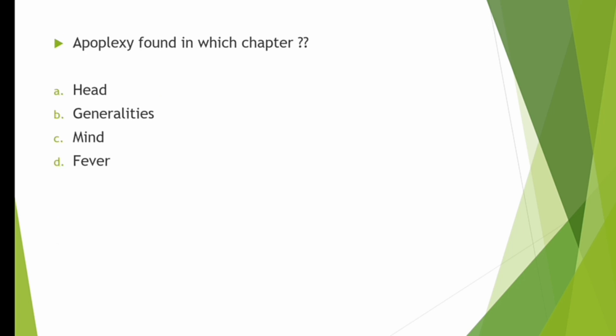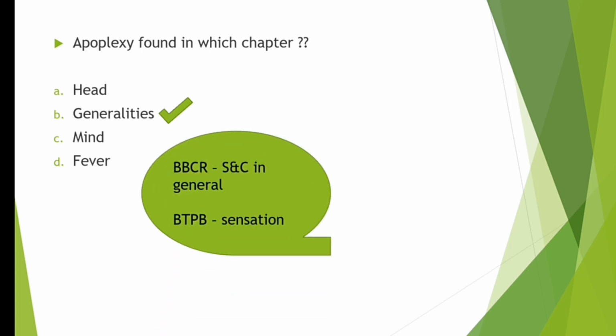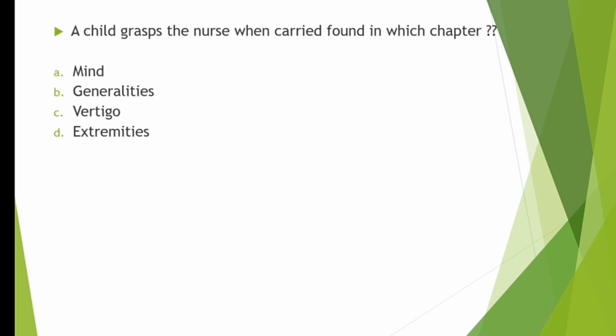Then apoplexy found in which chapter? Generalities. Similarly, in BBCR, the similar chapter is sensations and complaints in general. So we can see it there in the BTBB sensation chapter. Then this is a different rubric: child cramps the nurse when carried, found in which chapter? Present in the vertigo chapter. Okay, this is a different rubric, we have to know.